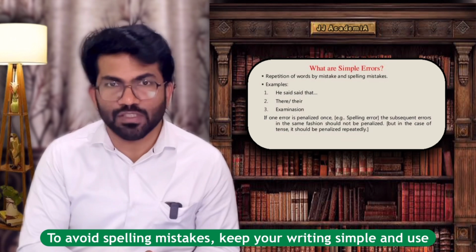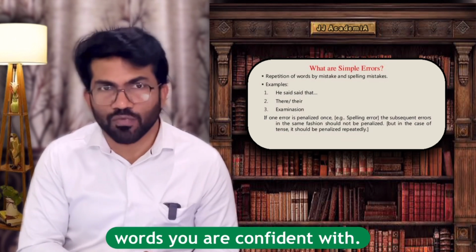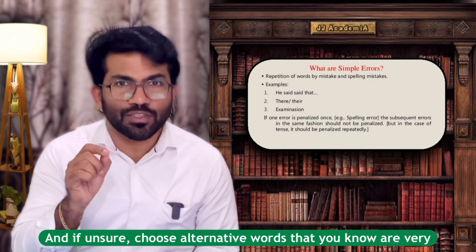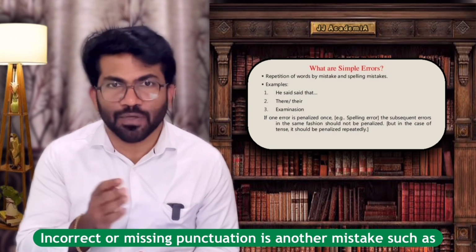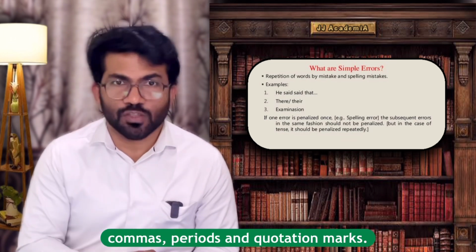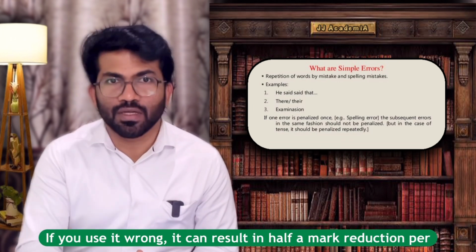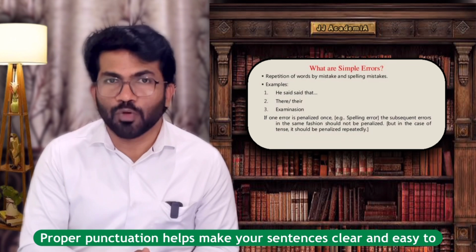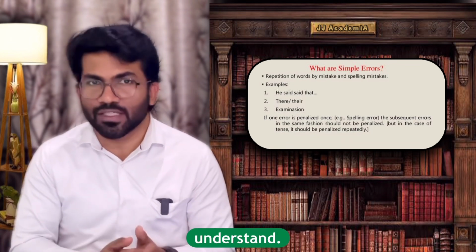To avoid spelling mistakes, keep your writing simple and use words you are confident with. And if unsure, choose alternative words that you know are correct. Incorrect or missing punctuation is another mistake, such as commas, periods and quotation marks. If you use it wrong, it can result in half a mark deduction per mistake. Proper punctuation helps make your sentences clear and easy to understand.